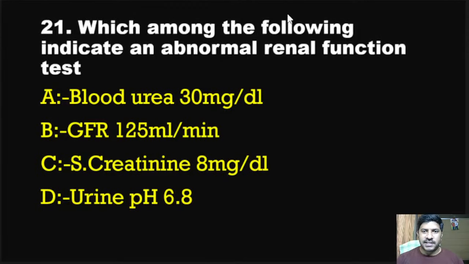21st question. Which among the following indicates an abnormal renal function test? You can answer here easily. Blood urea 30 mg per deciliter, glomerular filtration rate 125 ml per minute, serum creatinine 8 mg per deciliter, urine pH 6.8. If you know the normal values of renal function tests, you can answer here easily.